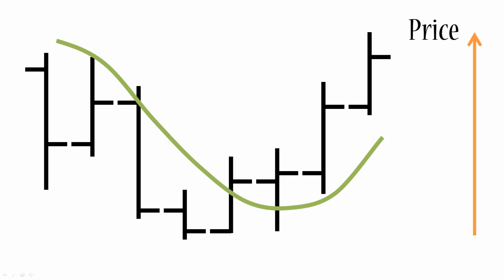So that's how your moving average indicator looks, and this particular moving average has a period of 4, and that's because of the way we constructed it. We were looking at 4 bars every time.